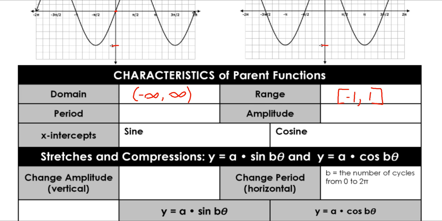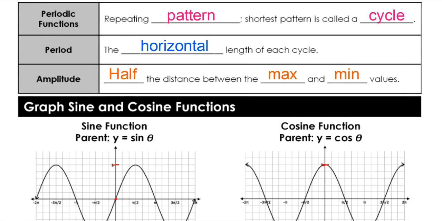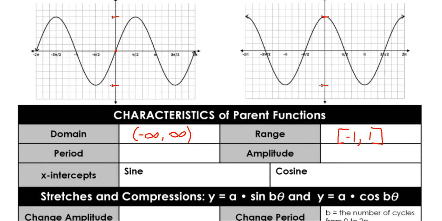The period, so remember from our definitions above, the period is the horizontal length of one cycle or each cycle. So if we're looking at the period here, if we go, for example, on sine, from where it starts at 0, 0, it goes up to a maximum, down to a minimum, and comes back to that horizontal axis at 2 pi. Same thing here. So in the cosine function, it starts at a high point, goes down to a minimum point, back up to its high point at 2 pi. So the period, or the length of one cycle, is 2 pi for both functions.